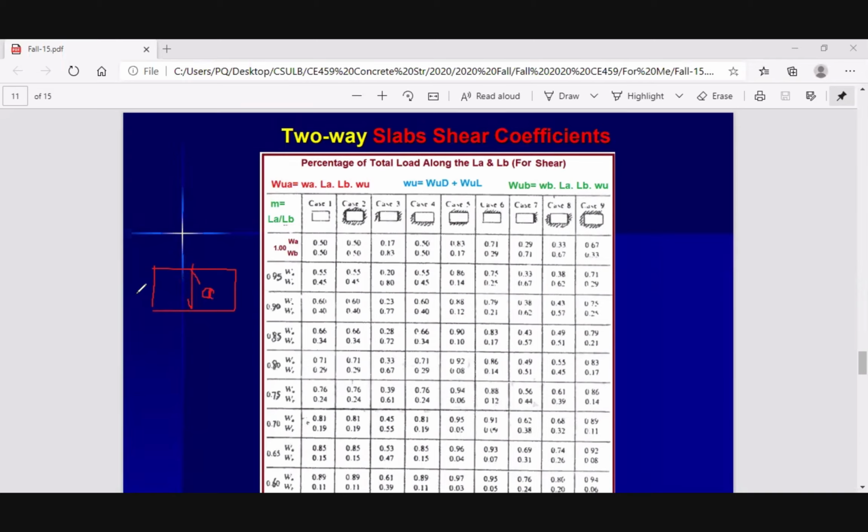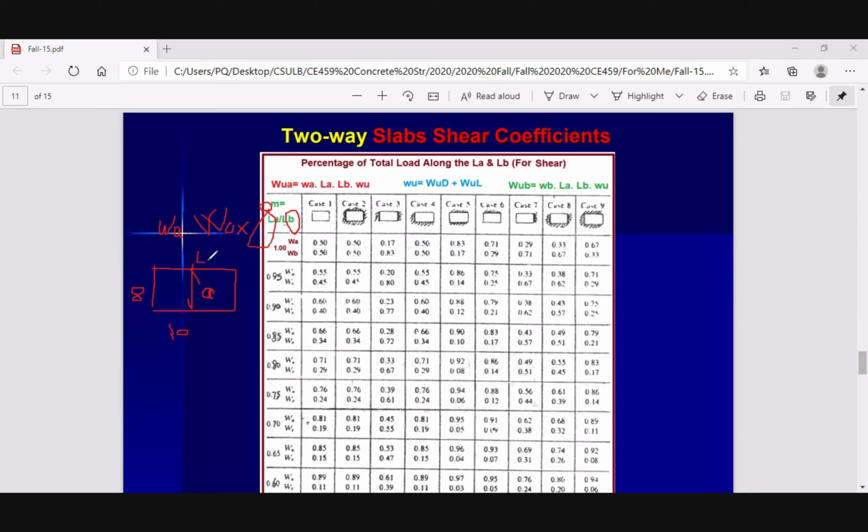Okay, so imagine if we have 8 feet this side and 10 feet that side. So total means omega A, whatever it is, the factor, that's the omega A, times total omega U, value U 1.2 dead load plus 0.6 live load. LA, LB times 8 times 10 means 80. That's the total load that goes to this side. So that's for the whole length.